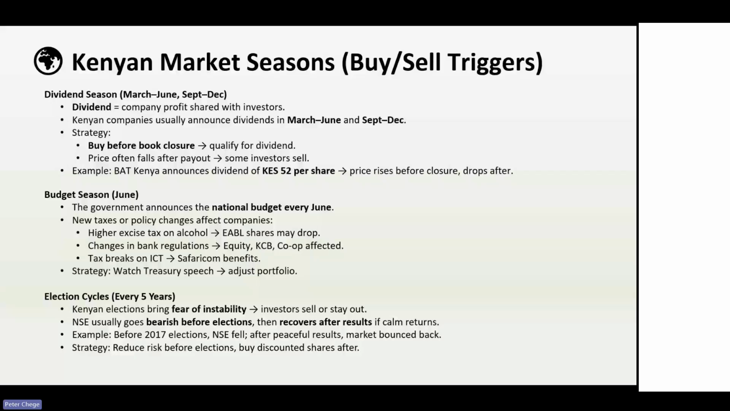Then there is a budget season, which is usually in June. Remember, that's when the government is bringing in new policies. That's the time to see which companies are affected. If prices go down, it's an opportunity to buy. If prices go up, it's an opportunity for you to lock in gains by selling. That's why, as an investor, you'll be a very good friend of business news. You need them.